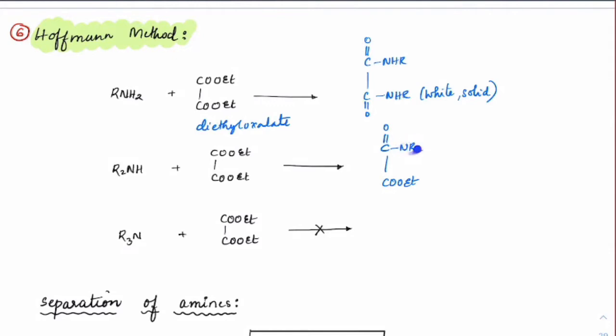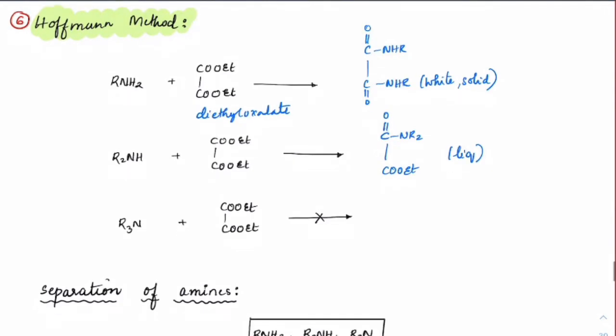One mole has attacked here. Attacking the second mole will make it very bulky on the other side, so it will restrict the attack of this R2NH. This appears to be liquid. Got it? And this would be a thick, viscous liquid. And when it comes to tertiary amines, no reaction.